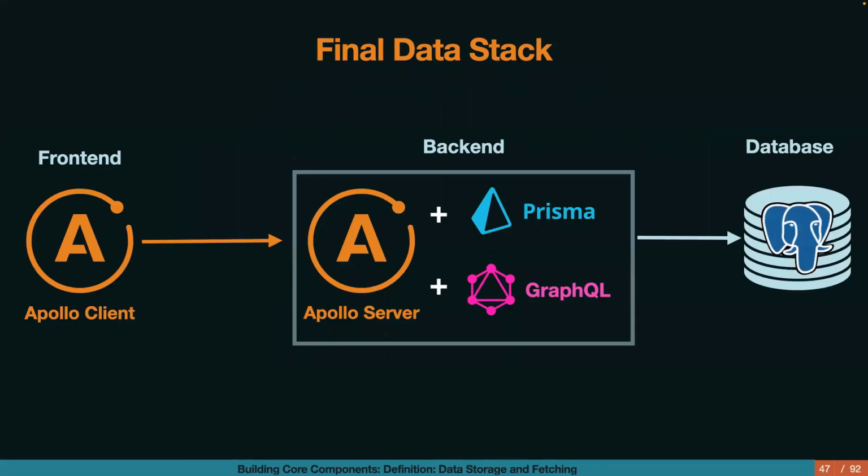Here's our final data stack, which consists of Apollo client communicating from the front end, a backend running Apollo server integrated with GraphQL and Prisma that then communicates with our Postgres database. Next, let's take a look at our execution functionality.